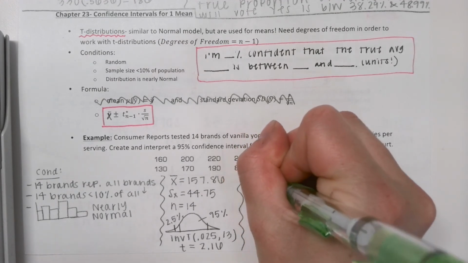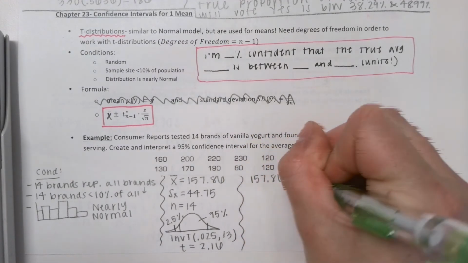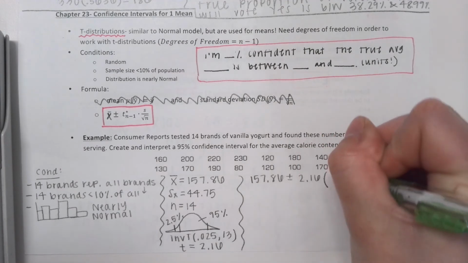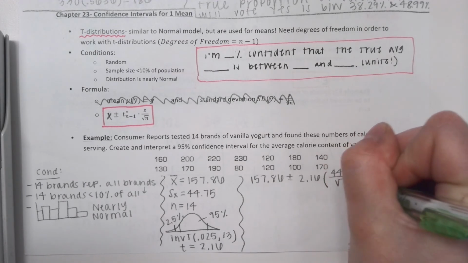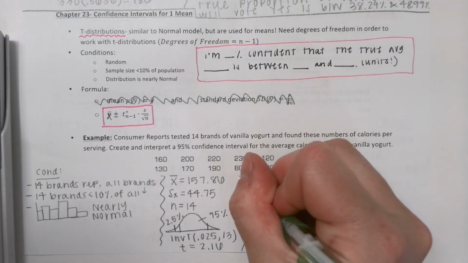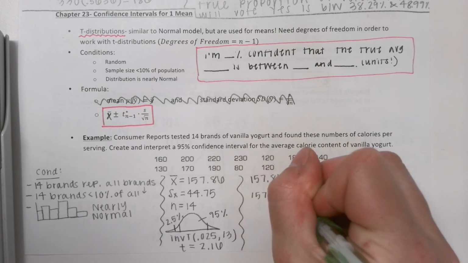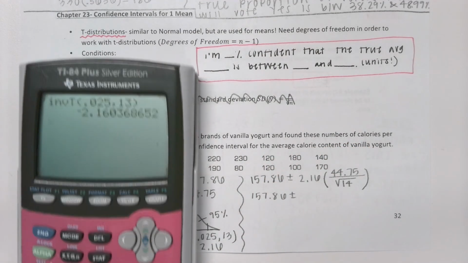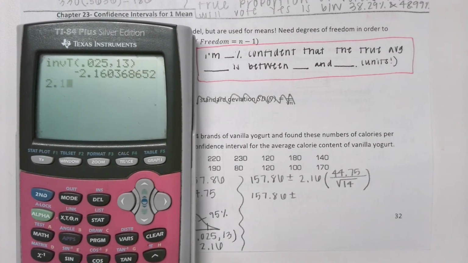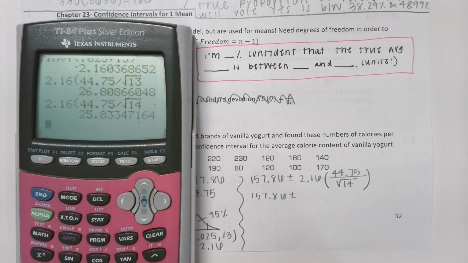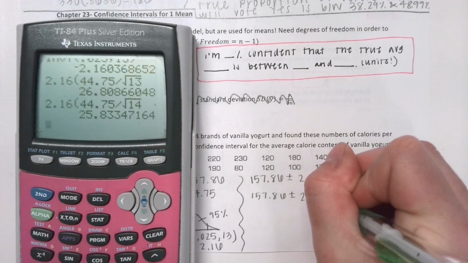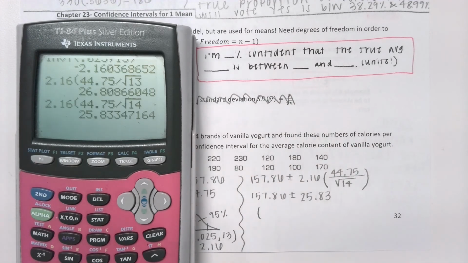Okay, plugging into my interval, I'm taking my mean, adding and subtracting my t-score, times the standard deviation over square root of n. Again, I'm going to find that margin of error first. Whoops, that's a 14. So I get 25.83. I'll add and subtract it.